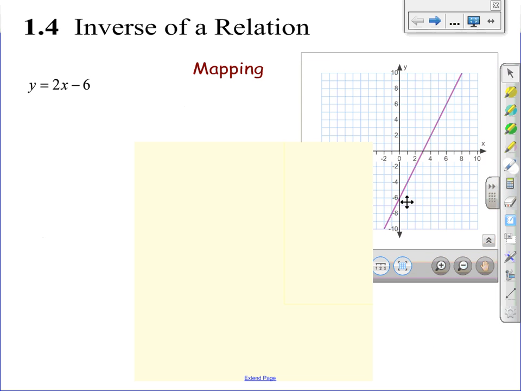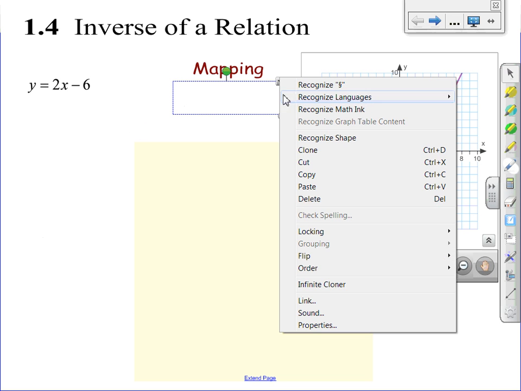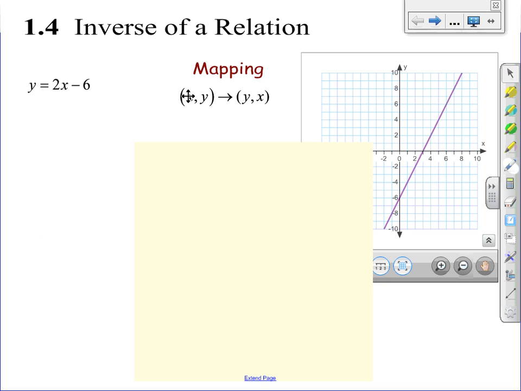And you can see it's got a positive slope of 2, a y-intercept of minus 6. And we're going to change this function. If I were to map that change, it would look like this. We are going to change the x and the y values around. We're going to switch them, and that's what an inverse is.